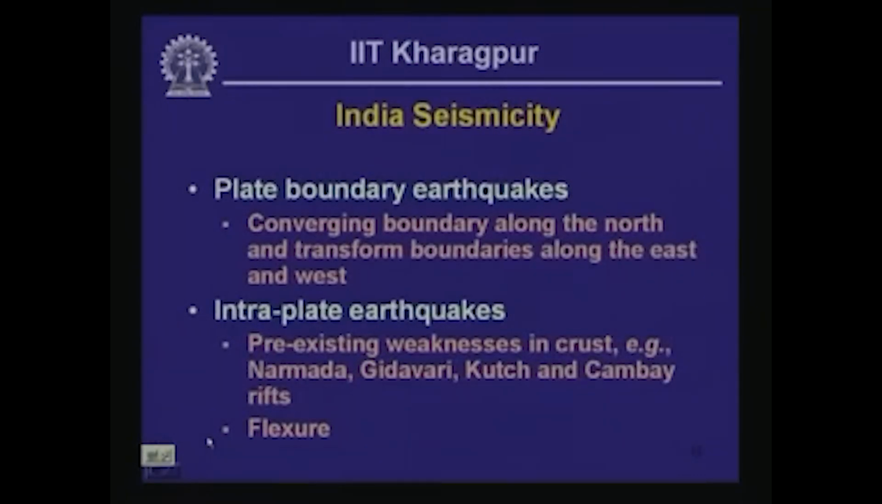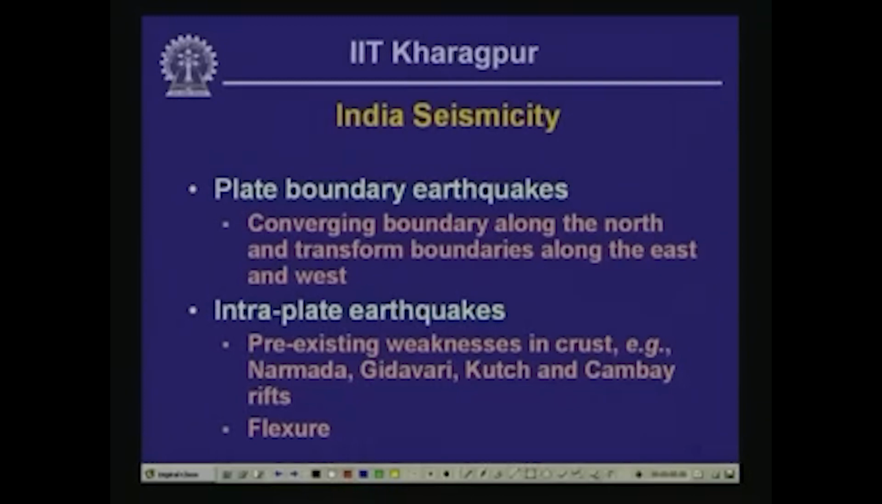Okay, Indian seismicity we are going to consider now. The seismicity of India is controlled by plate boundary earthquakes, which mainly take place at the converging boundary along the north and the transform boundaries along the eastern and western parts of India, or northeast and northwest of India, and also intraplate earthquakes, which have been proposed by many researchers to have been triggered along pre-existing areas of weakness in the crust, such as the rifts of Narmada, Godavari, Kutch and Cambay, and flexure that is associated with the convergence of the Indian plate and the Eurasian plate.